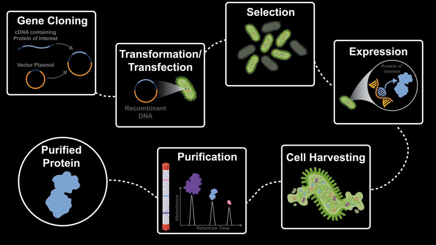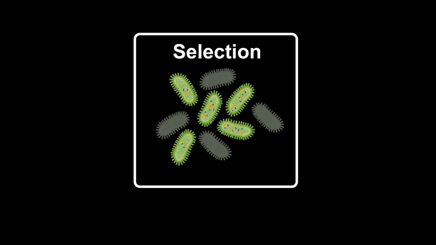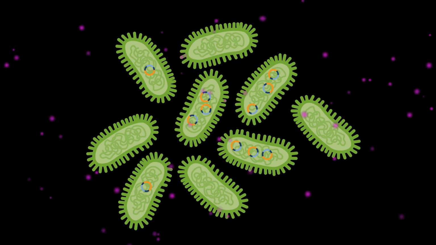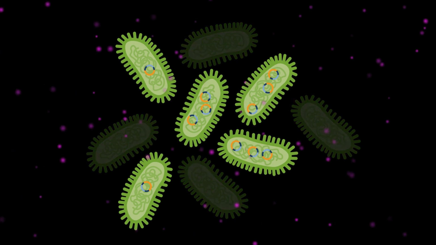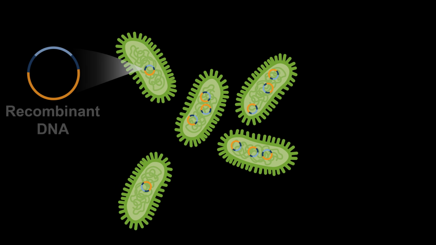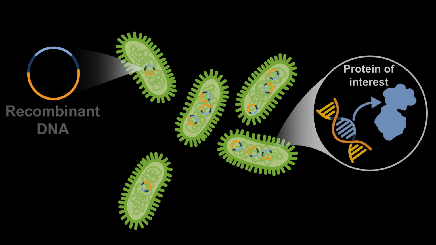After the bacterial cells have been introduced to the recombinant DNA, we select the bacteria that successfully took up the plasmid. This is done by adding antibiotics to the bacterial culture. Because the plasmid we introduce contains the genes for antibiotic resistance, only bacteria that took up the plasmid will survive. This leaves us with an enriched bacterial culture that is primed to express our target protein.